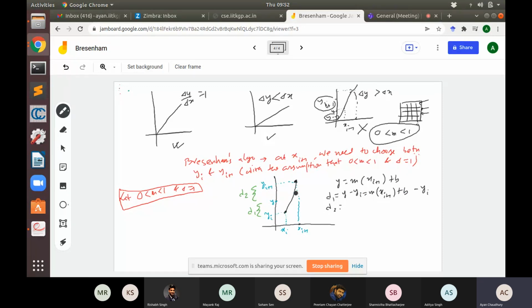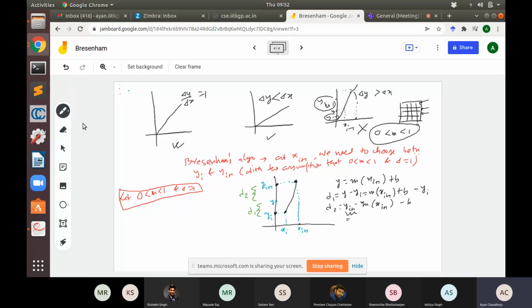yi plus 1 minus y is m x i plus 1 minus b. Okay, but this yi plus 1. So we are considering discrete pixels, right? So what is the distance between yi and yi plus 1? Can anybody tell? We are considering discrete pixels here, so what should be the value? Yi plus 1. 1, exactly.